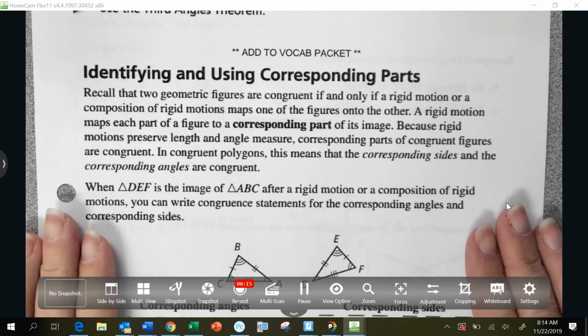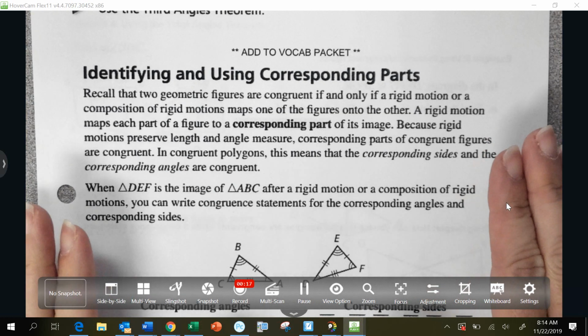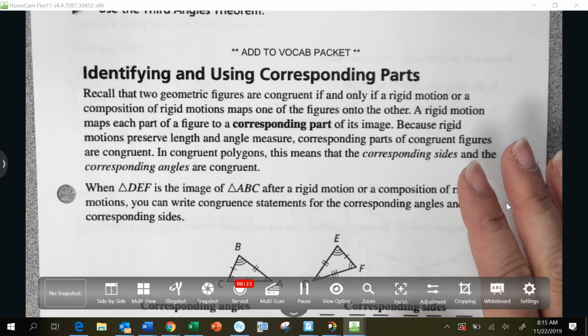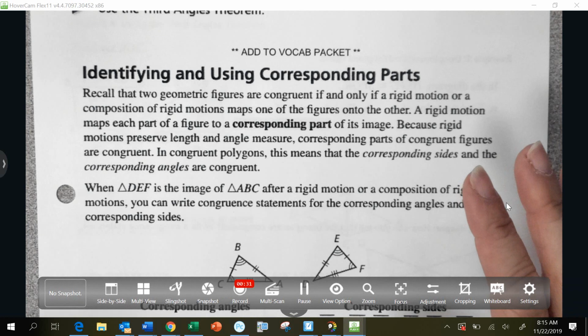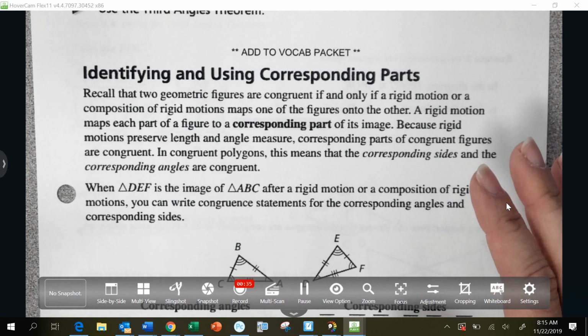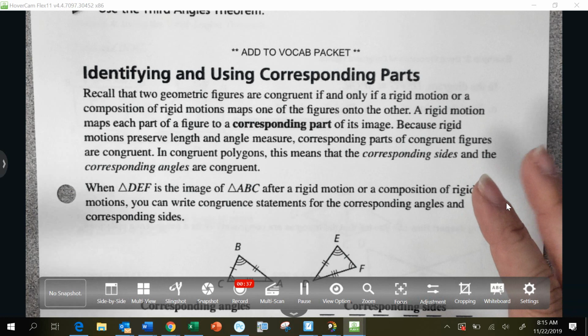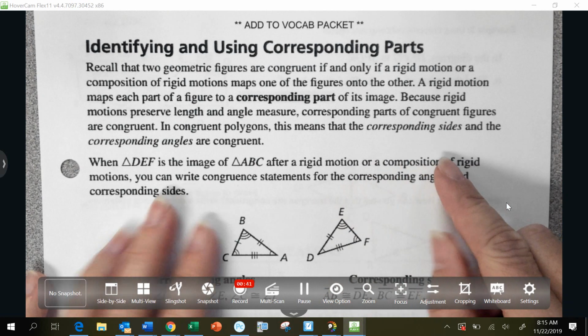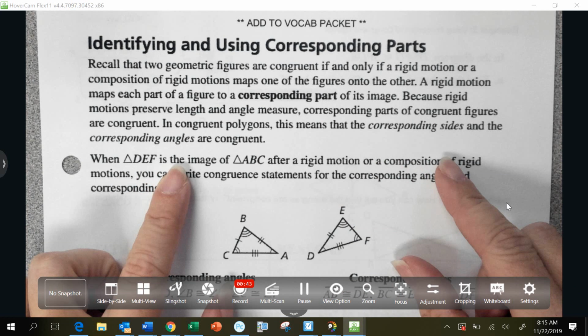So this is saying, remember from last chapter, two geometric figures are congruent if they can transform from one onto the other, if they can reflect and match up, or if they can translate, or if they can rotate. Some sort of rigid transformation will make them congruent. Because they are congruent, that means that all the corresponding sides and all the corresponding angles are congruent.